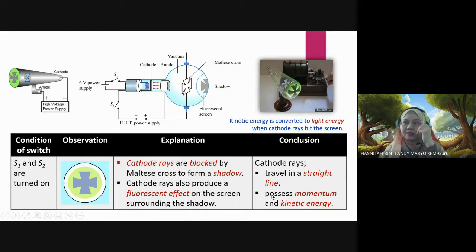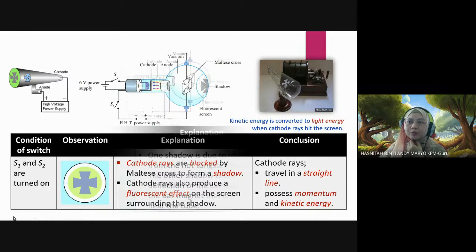Why is it fluorescent? So we can see the effect, Nicholas. It is not an ordinary screen, so we can see the effect. Then only can you prove that the cathode ray is produced inside this tube, to be more obvious.